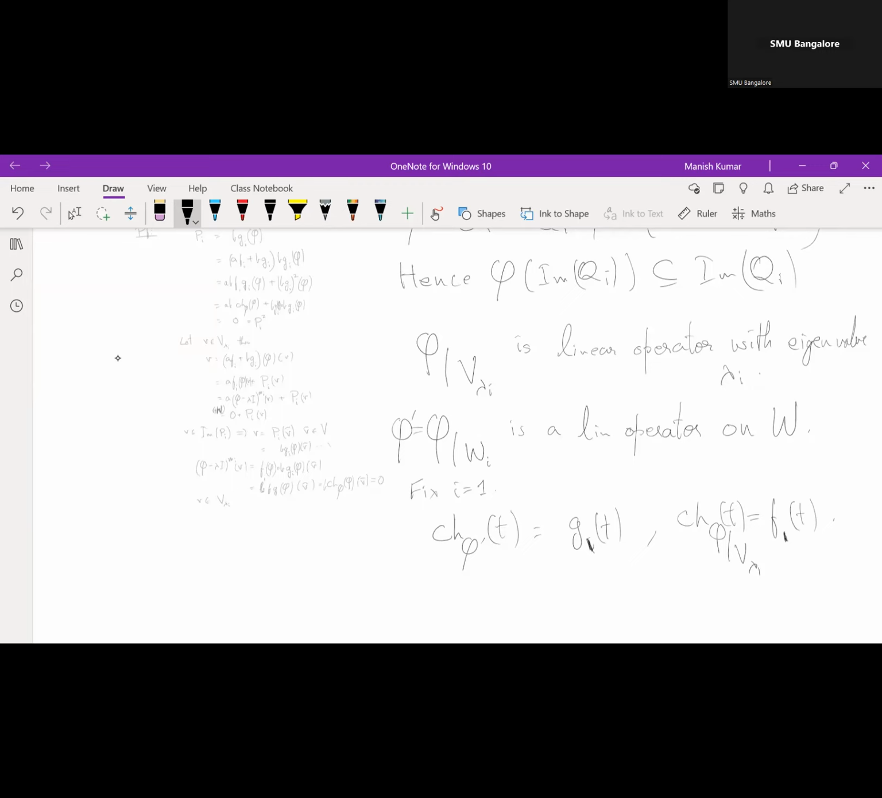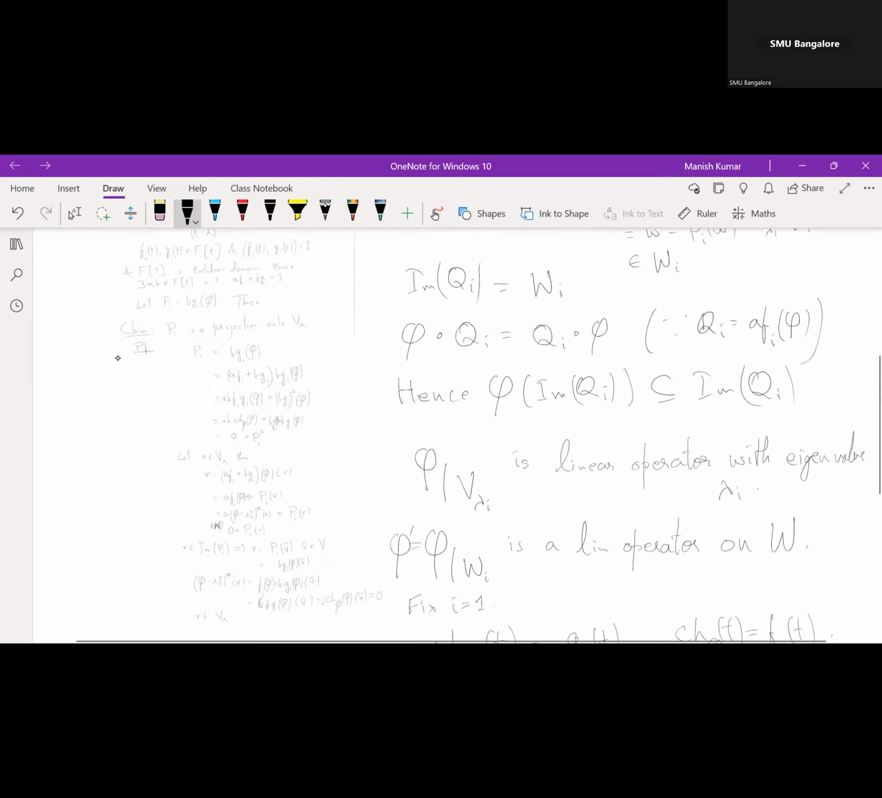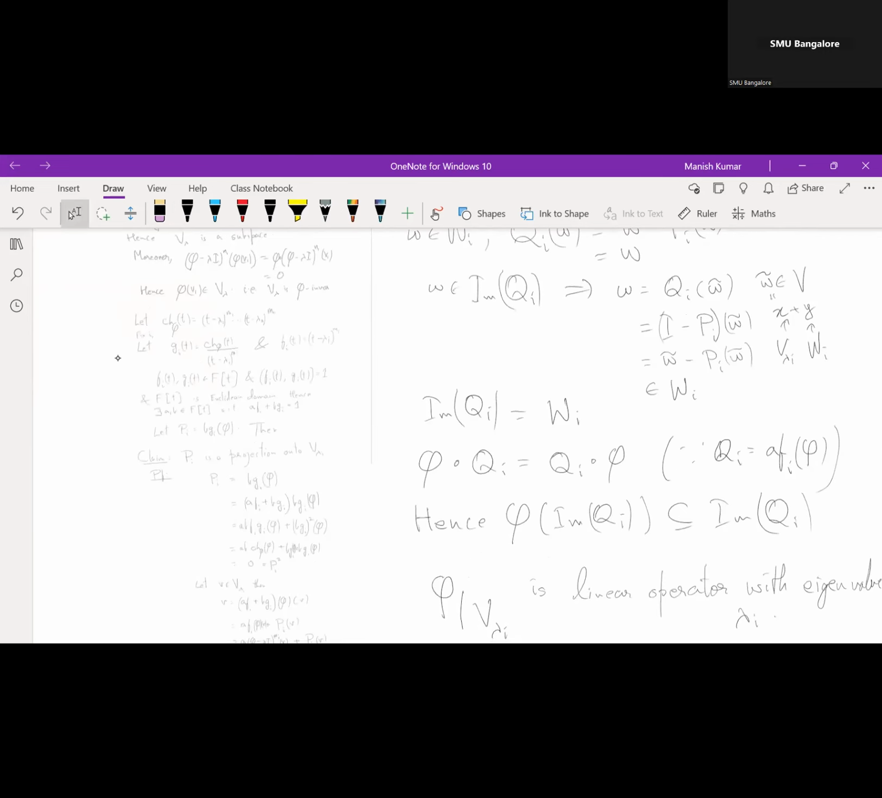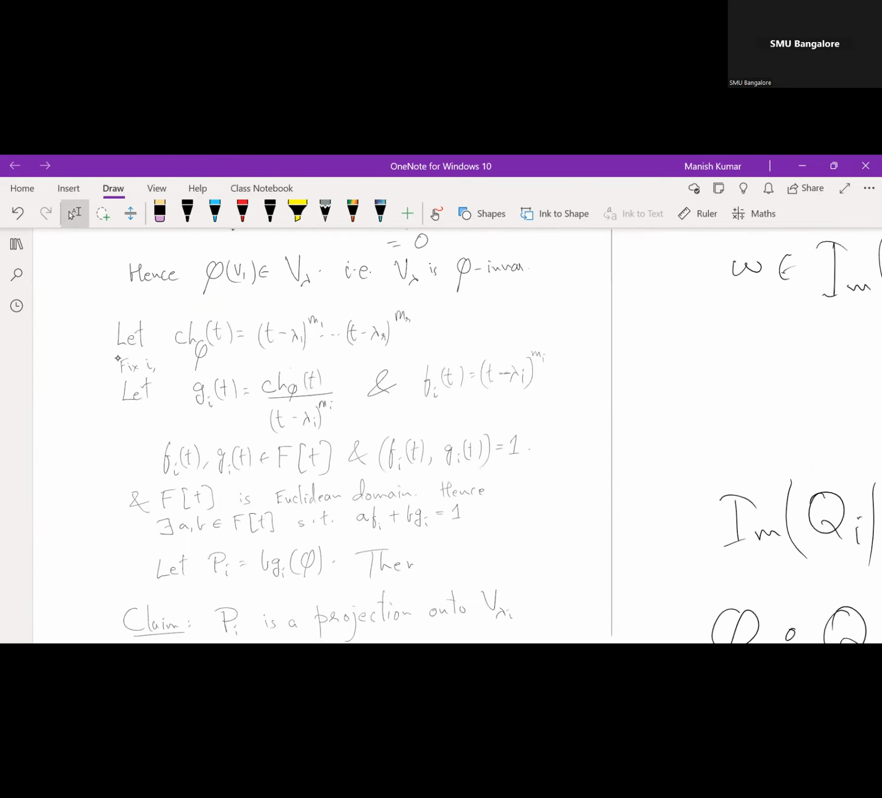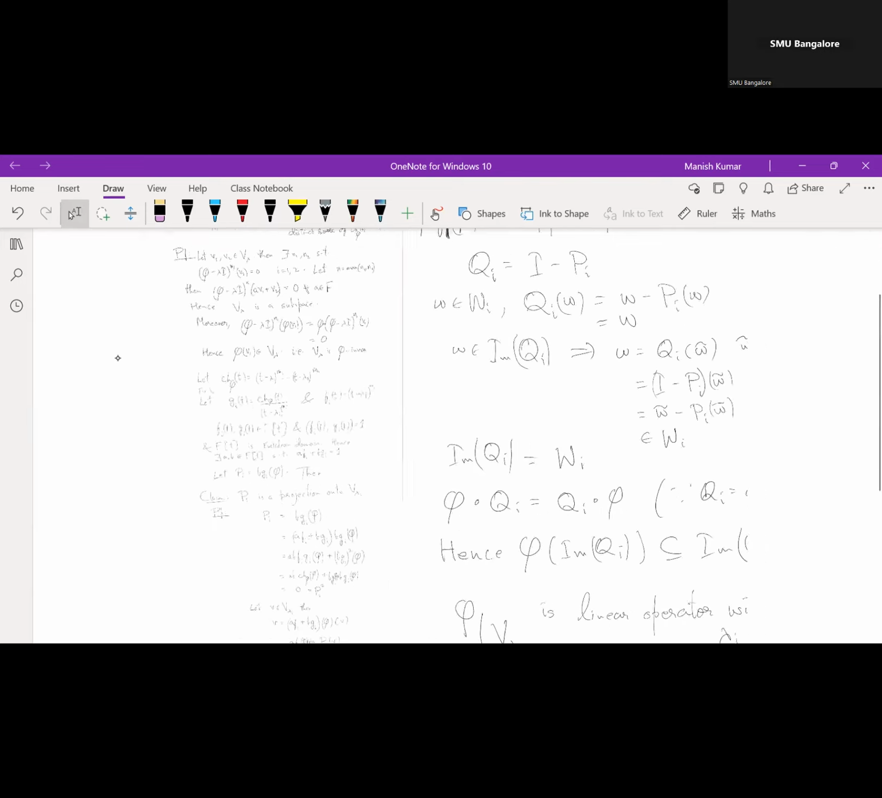Here we get that the sum of the m_i's is the dimension. So the characteristic polynomial has degree the same as the dimension of V. So the sum of the m_i's is the whole dimension of V.